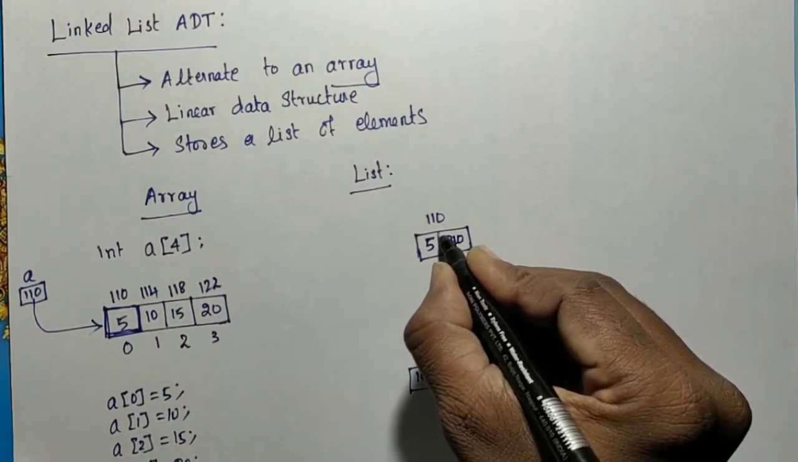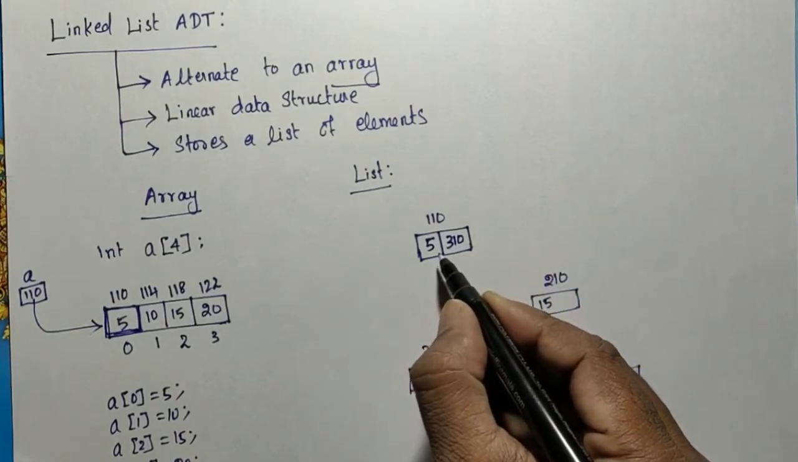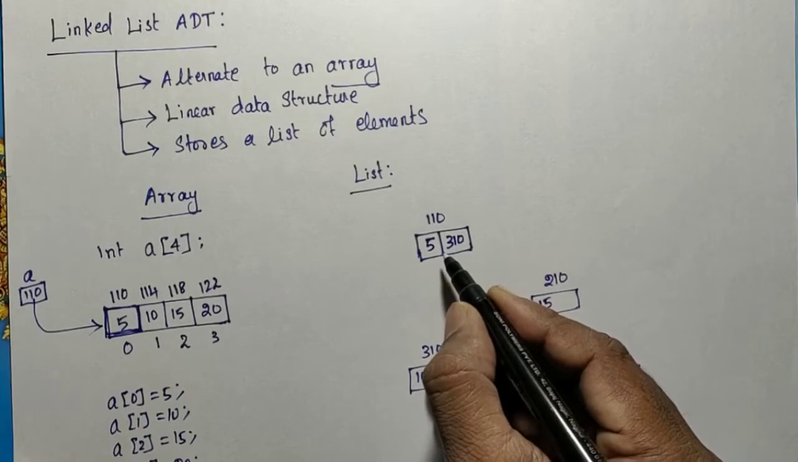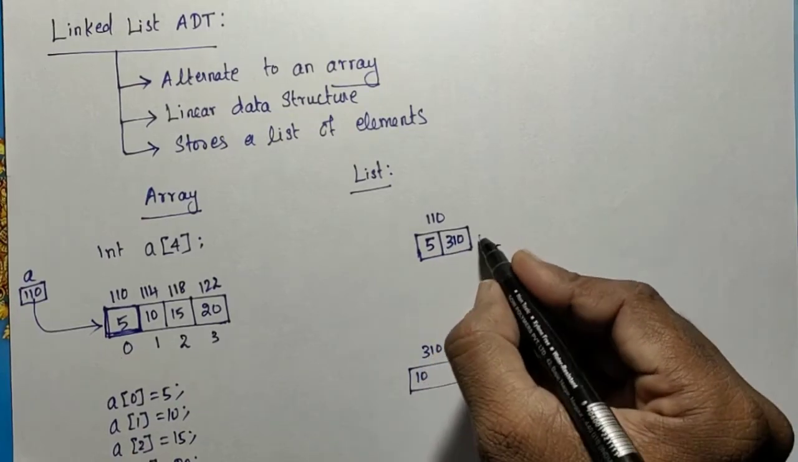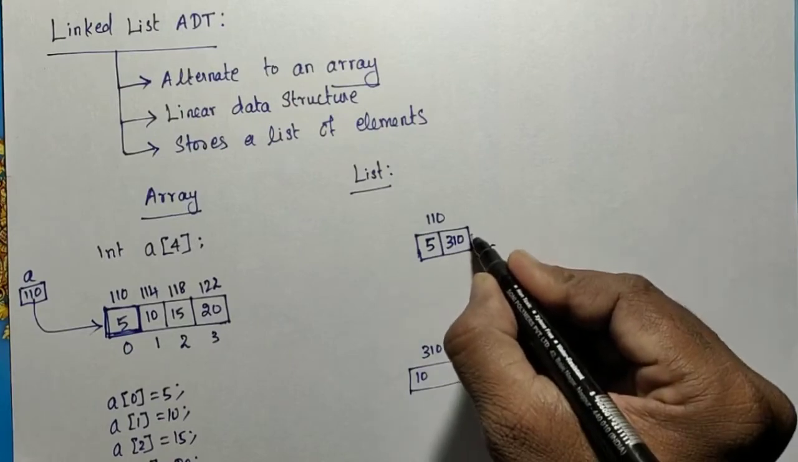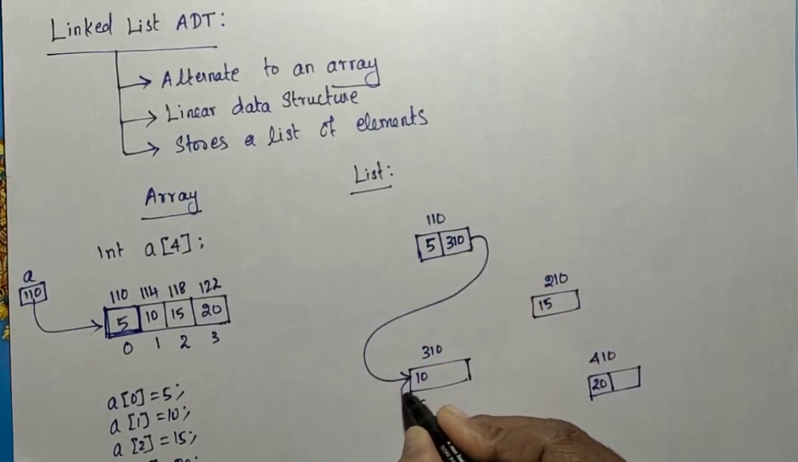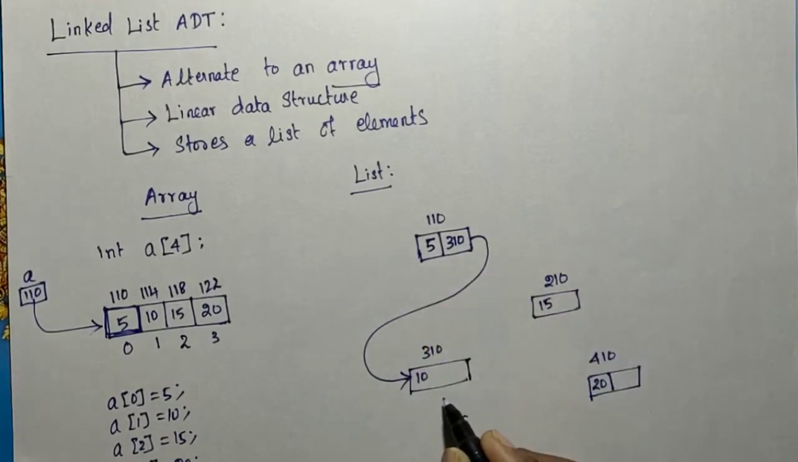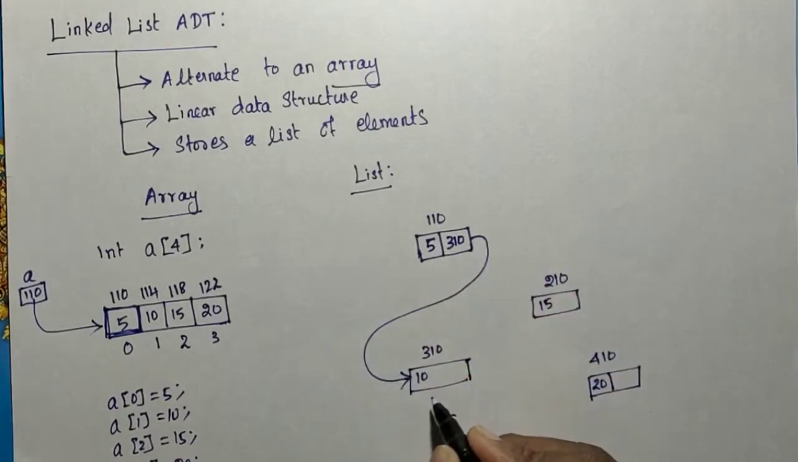So 310. It means that the element 5 contains its data value along with the address of the next element. Address of the next element means, diagrammatically we have to put this link. It means that the 10 is pointing to this node like this. Similarly, the 5 is pointing to this node like this.